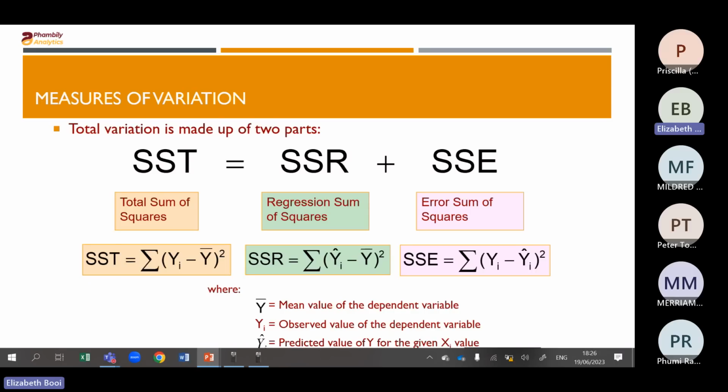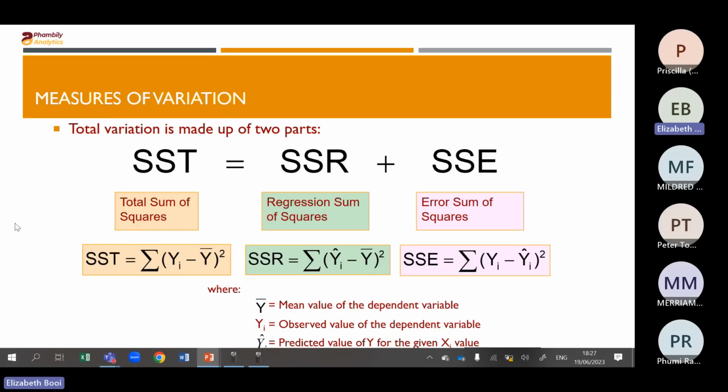And if you use the sum square measures, you also need to know that they can give you what we call the total variation, which is made up of two parts. The total sum square measures is made up of the sum square measures of regression and the sum square measures of errors. If you combine both of them, they will give you the total variation that is accounted for in your correlation as well. And this is the formula also.